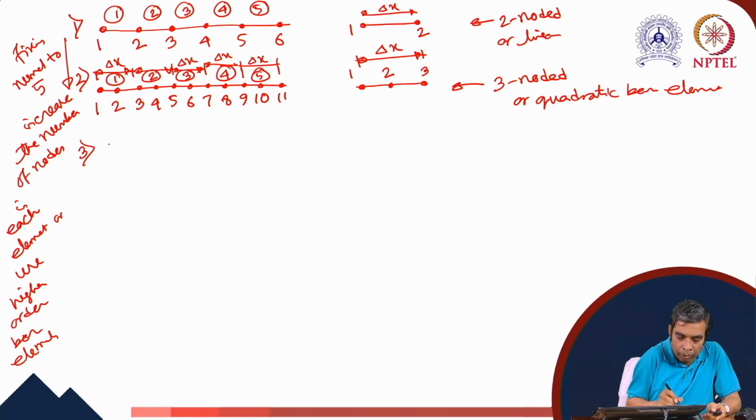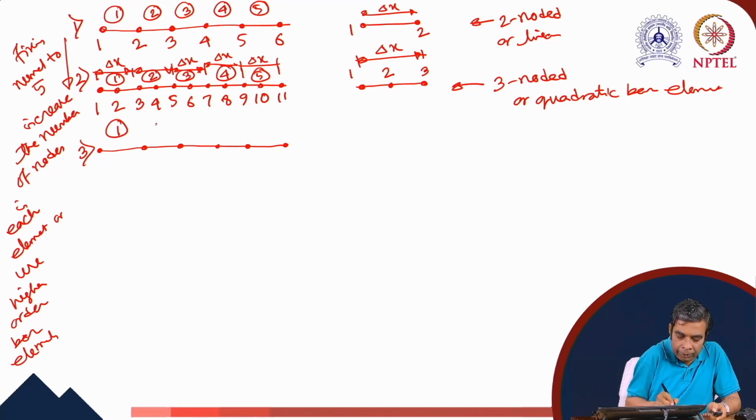Now we go for an even higher order element. In that case, we keep the element number the same. We use the same 5 elements to make the mesh. Now every element includes 2 more extra nodes. Previously for the quadratic element we had 1 extra node. Here we are taking 2 more extra nodes.